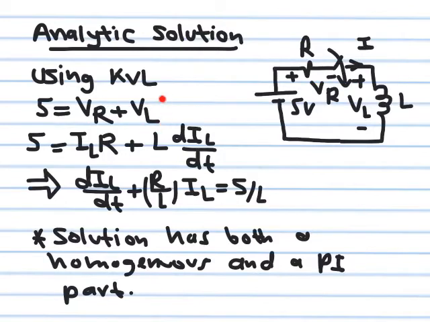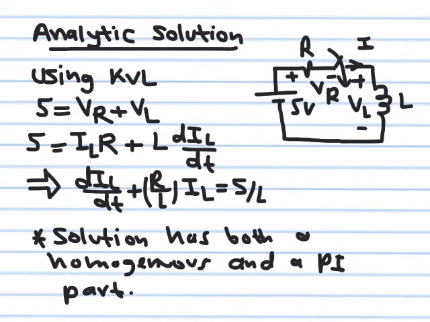Replace VL by L dIL/dt, because for an inductor the voltage is proportional to the derivative of the current and the constant of proportionality is L. VR is the voltage here, but this VR is equal to IR, and this I is the same I as IL, so I can replace VR by IL R. Now divide both sides by L and reorganize the equation to obtain this first order ordinary differential equation.